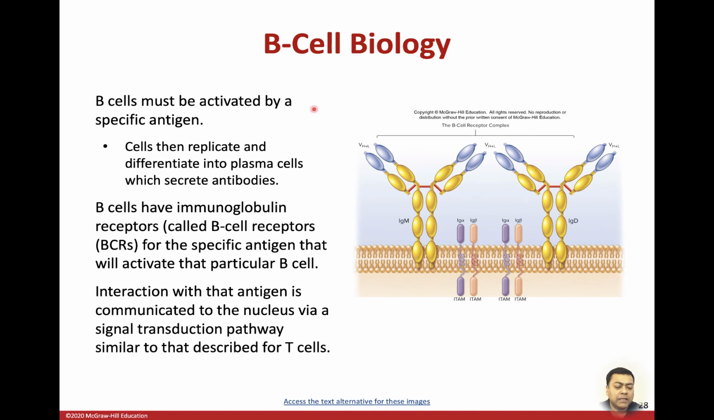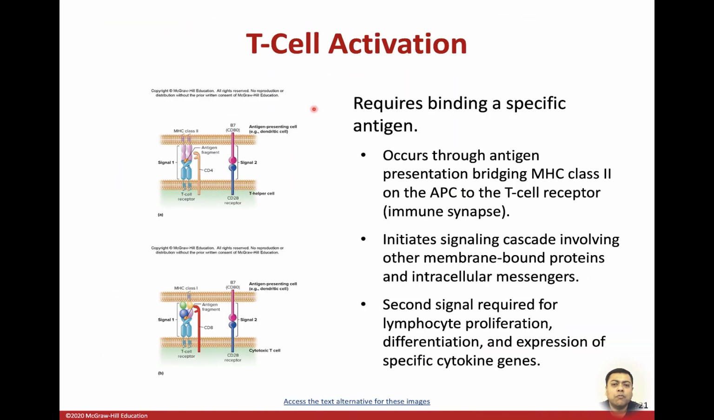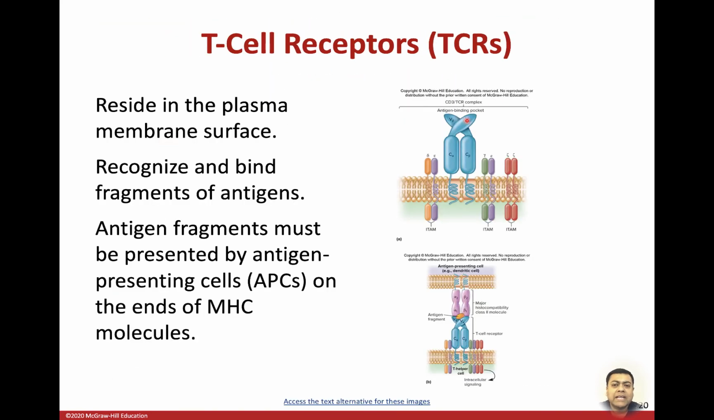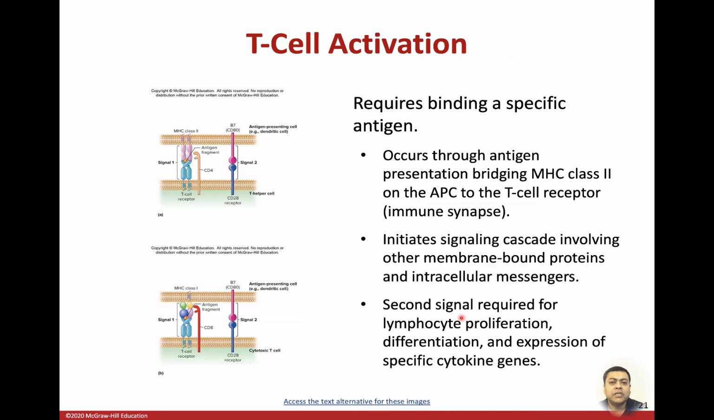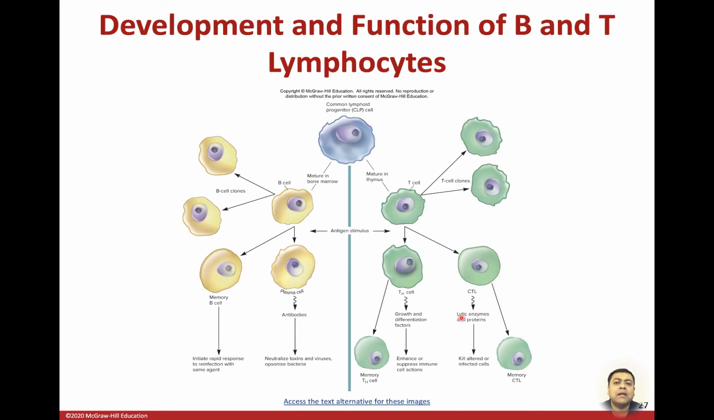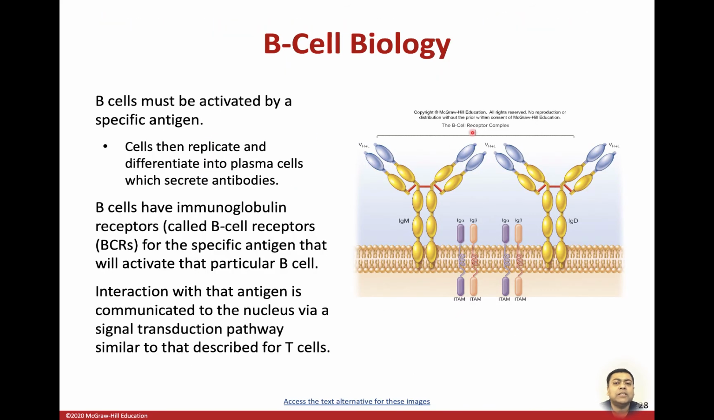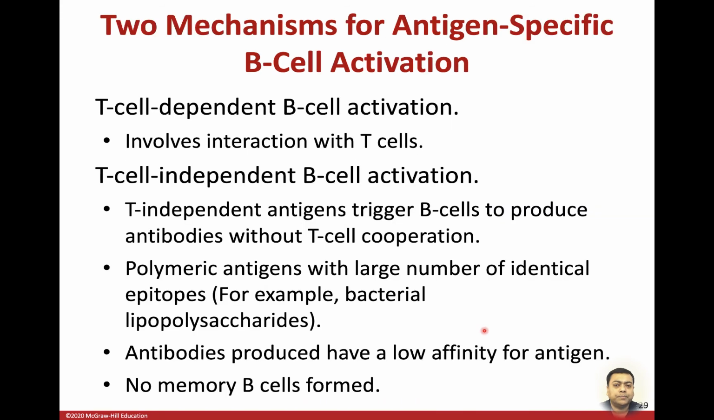This is different from the T cell receptor. If we just go back to the T cell receptor, it can bind to only 1 antigen at a time. Very different. The T cell receptor binds 1 antigen at a time, whereas the B cell can bind to two antigens at a time due to the structure.